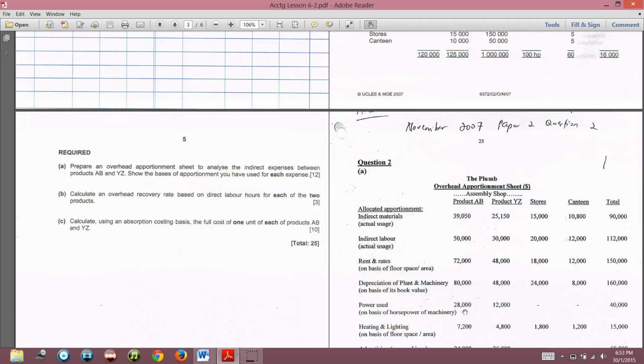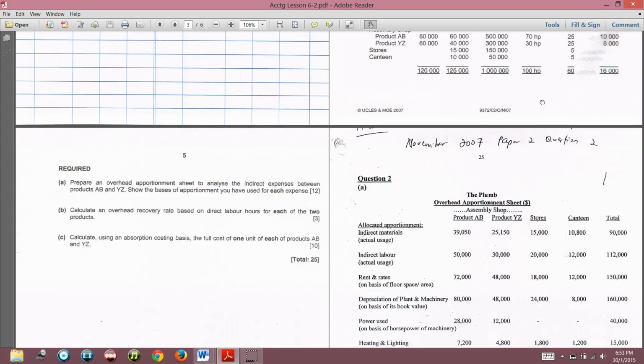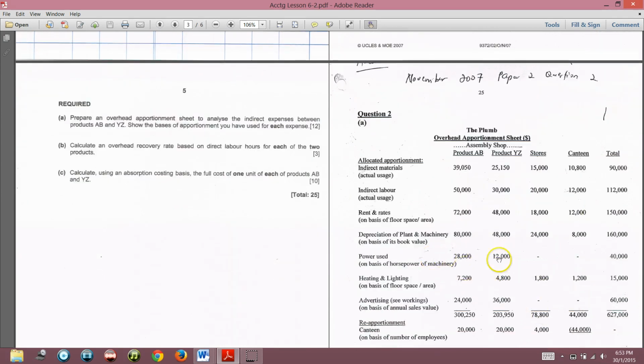Okay, power use. I think the most suitable basis of allocation will be horsepower of machinery. Just logically think which is the most suitable one. Okay, so I put it here, and then similarly the power use for AB will be 70 over 100 times 40,000, which is 28,000, and this will be 30 over 100 times 40, you get 12.